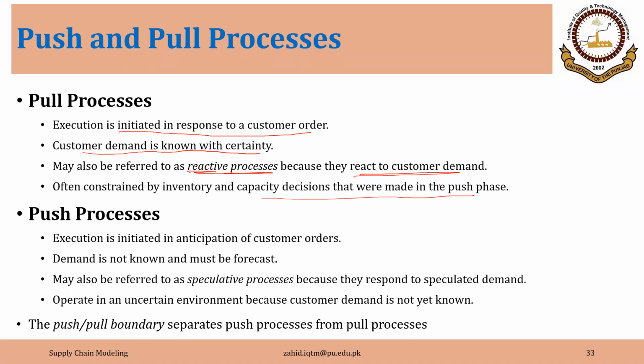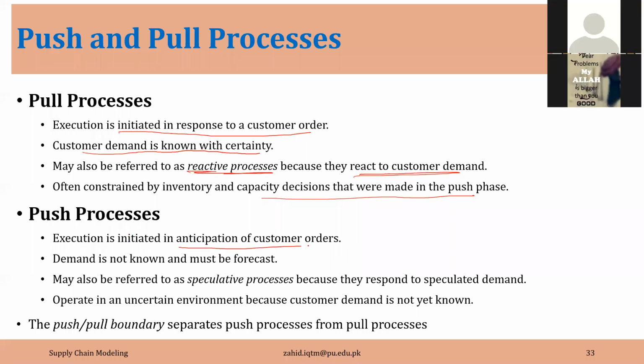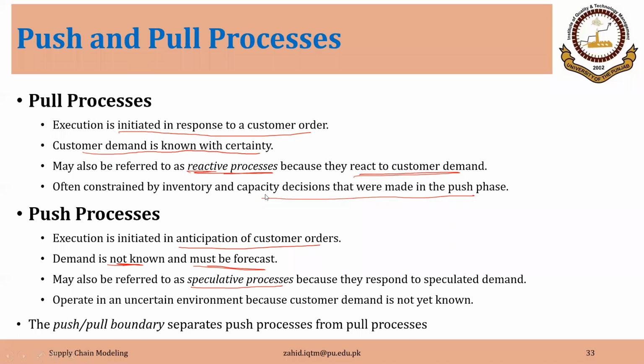The push processes are executed in anticipation of customer order. We don't exactly know the customer orders, but we do things in anticipation. Demand is not known and it must be forecast. These processes may also be referred to as speculative processes because they respond to speculated demand. They operate in an uncertain environment because customer demand is not yet known.